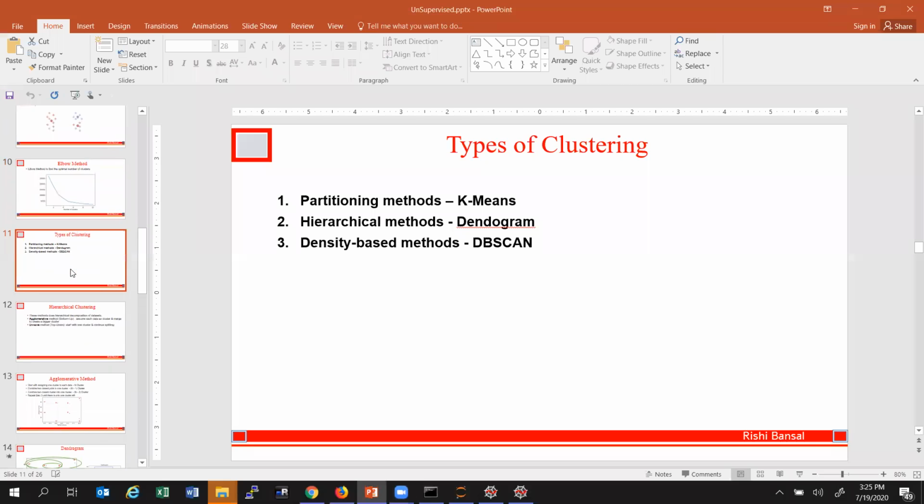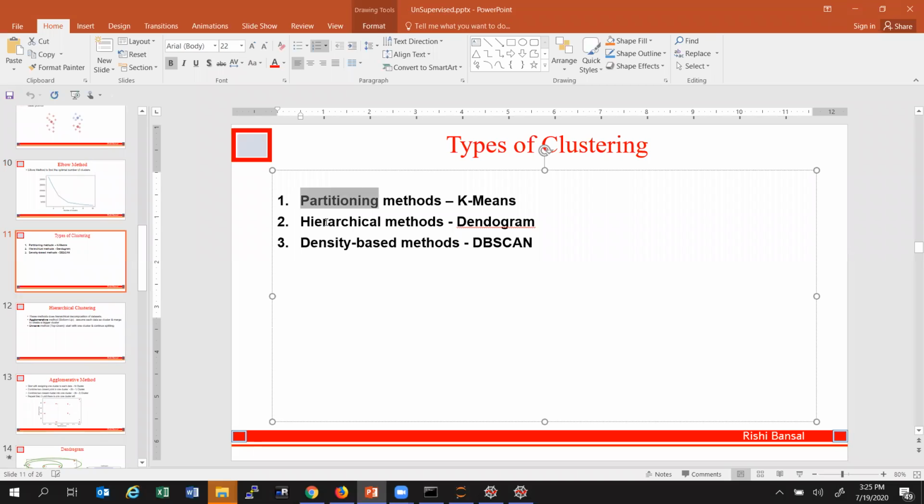Now again, in clustering there are mainly three kinds. One is the partitioning method, another is hierarchical clustering, and the third is density-based clustering. In partitioning, we have seen one example, k-means plus plus or k-means. There's one more algorithm in this partitioning method that I don't remember. Then comes the hierarchical method.